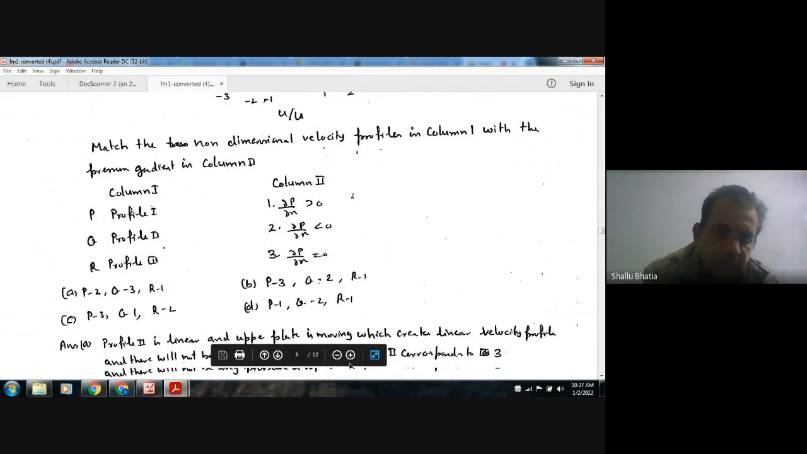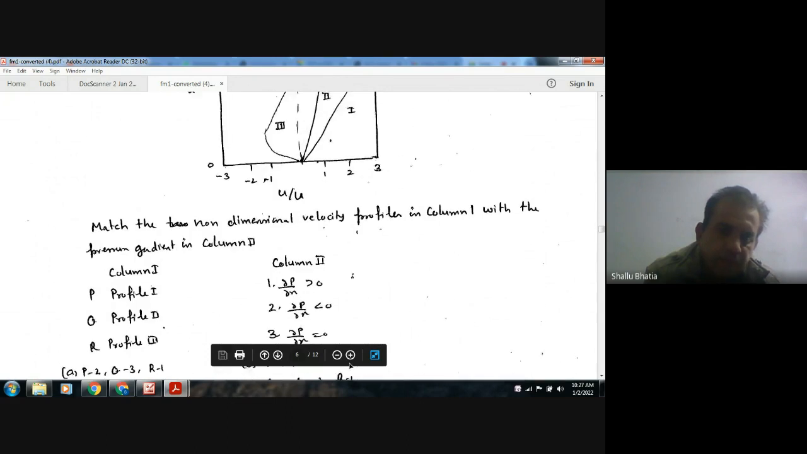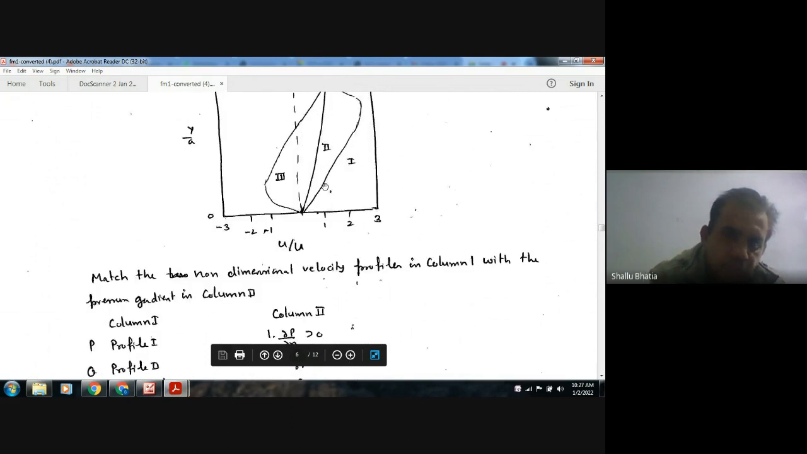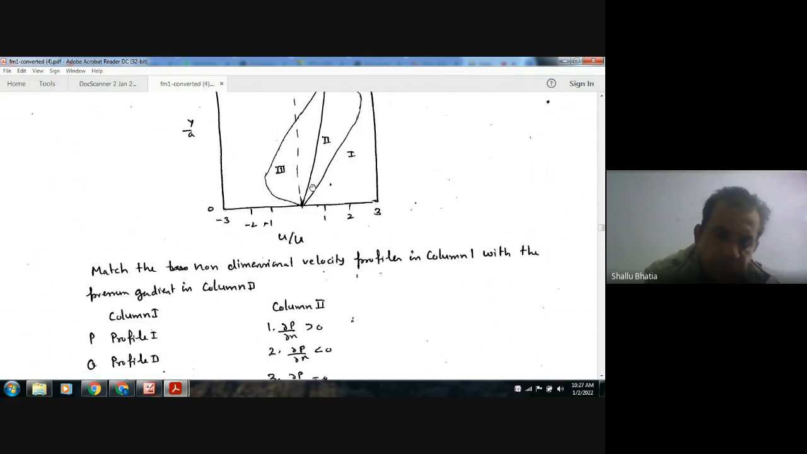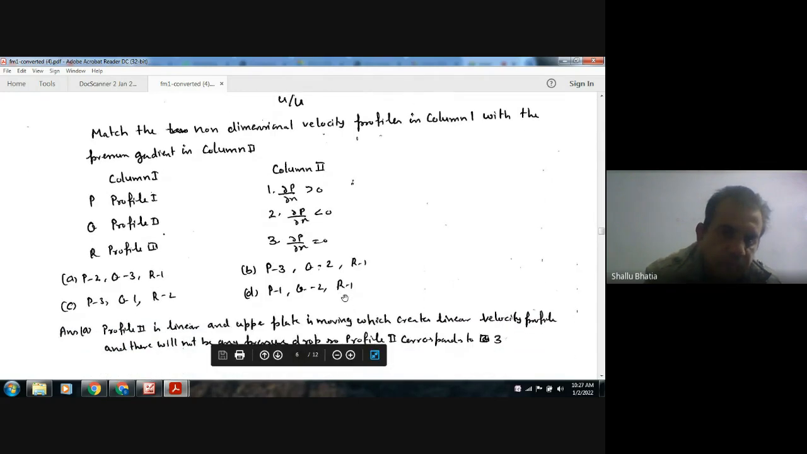So we have to match these options. When this profile is there, it is a linear profile, for which curly p by curly x is 0. So for that, it is 3.